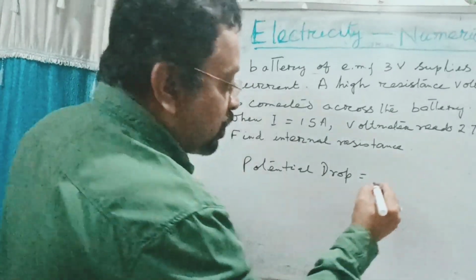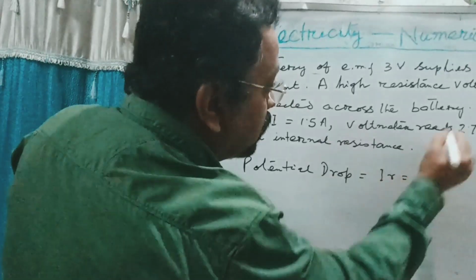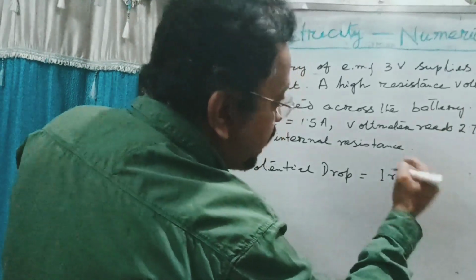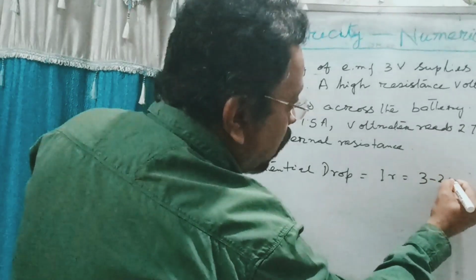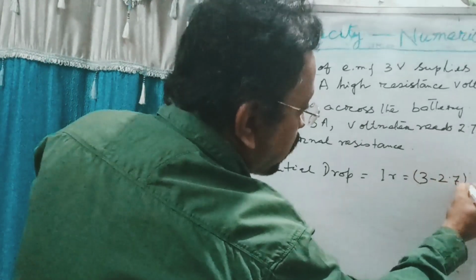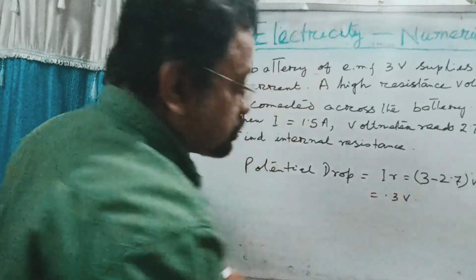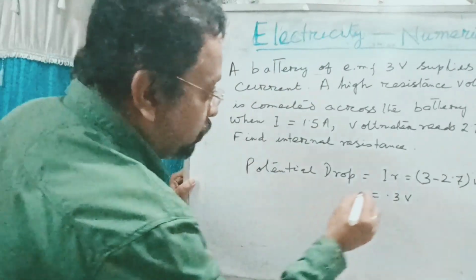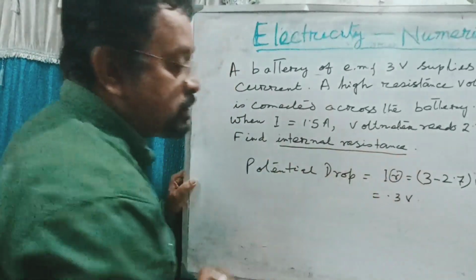Potential drop is given by the formula I into R, and this is equal to my EMF minus the terminal voltage, that is 3 minus 2.7 volt. How much is it coming? That is 0.3 volt. So here R is the internal resistance, that you have to find out. What is the internal resistance?